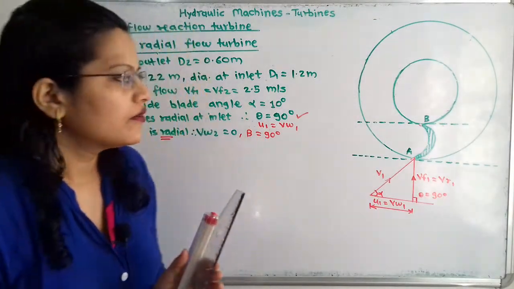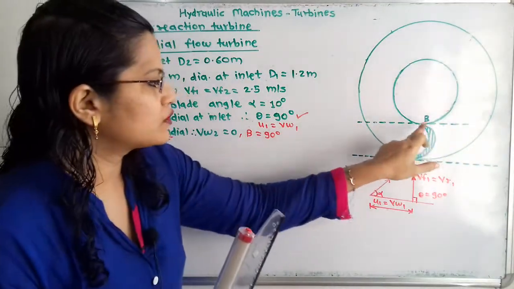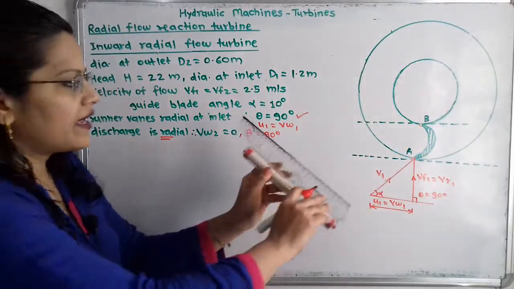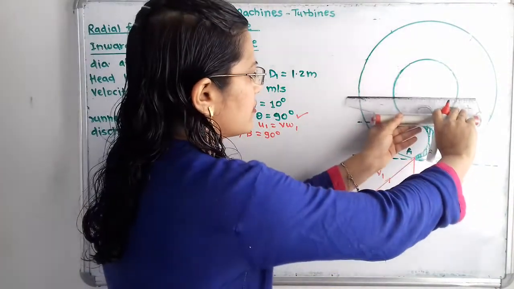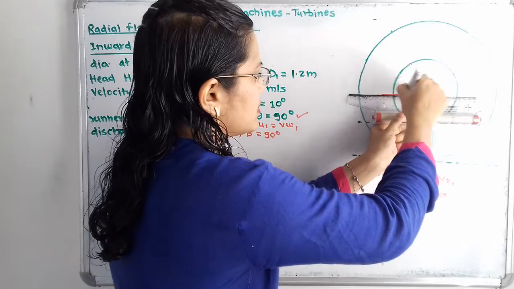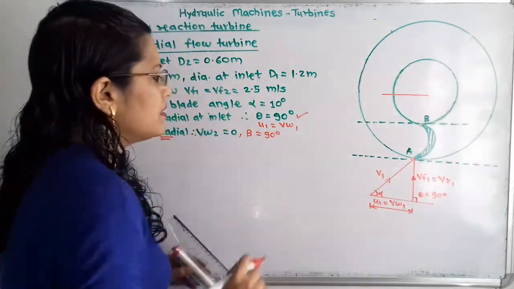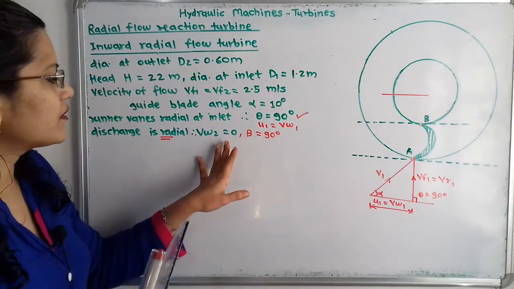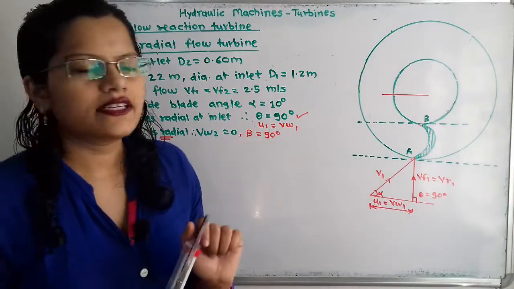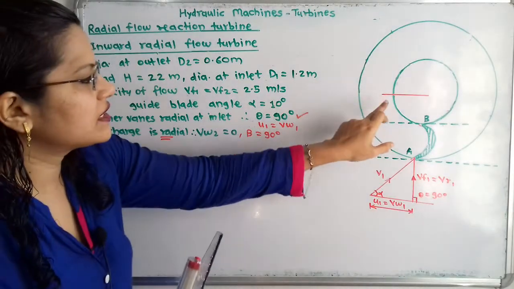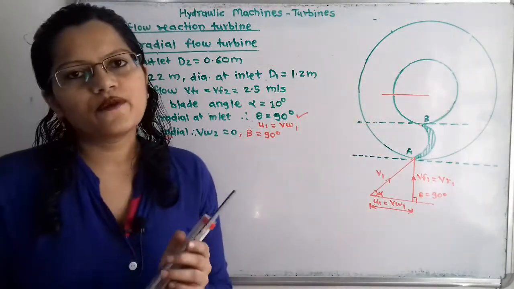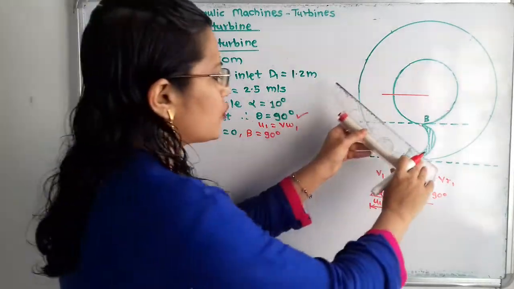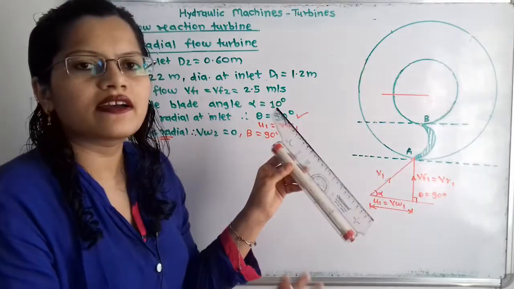So again we will draw one tangent line. This is the tangent line at the outlet tip B, and I will draw one line parallel to this tangent. Now I have to show the angle made with this tangent line by the relative velocity at the outlet tip. So the angle will be phi, and this angle is unknown.